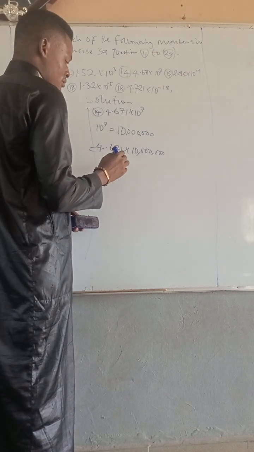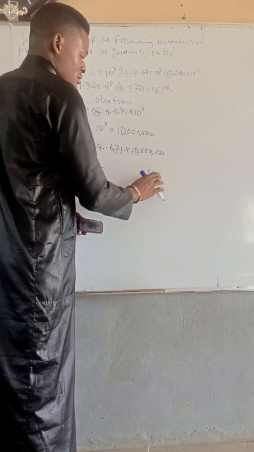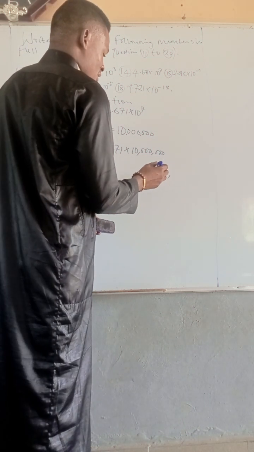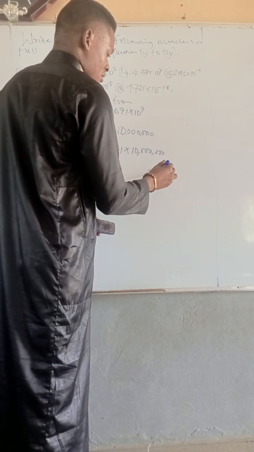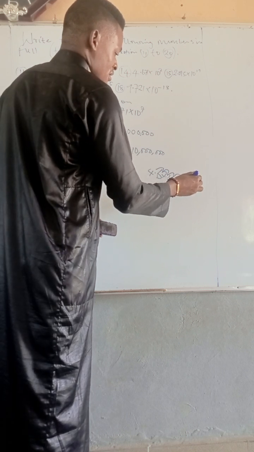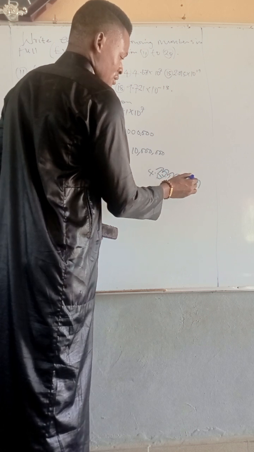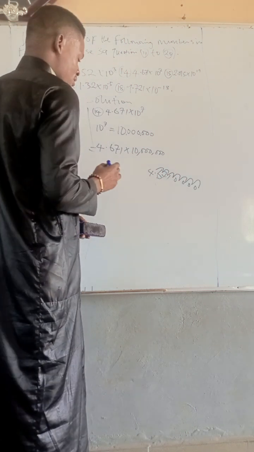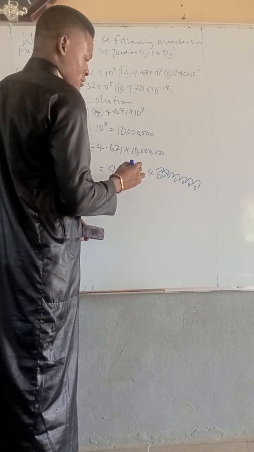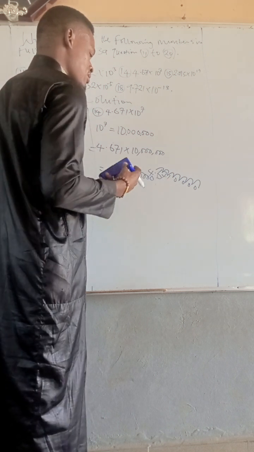So you have 4.671. You are moving the decimal point. So you have 1, 2, 3, 4, 5, 6, 7. So you have 0 here, 0 here, 0 here, 0 here. So your final answer is going to be 4, 6, 7, 1, 0, 0, 0, 0.